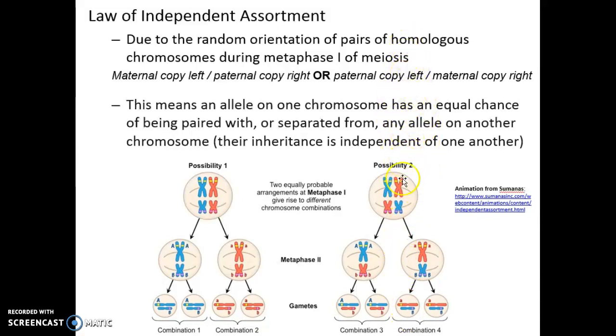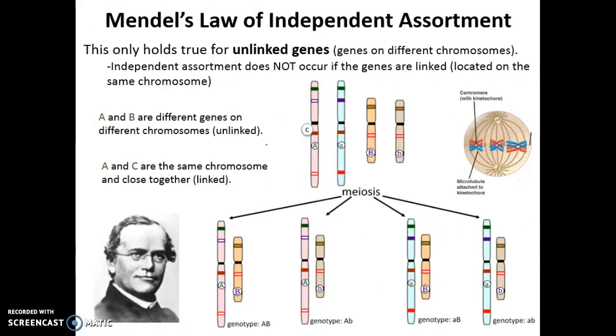where we can see, based on just randomly how they happen to line up or orient themselves at the metaphase plate to be separated. So this means that an allele on one chromosome has an equal chance of being paired with or separated from any other allele on another chromosome. So their inheritance is going to be completely independent of each other if they're on different chromosomes. And here's an animation for you if you want to pause and take a look at that. But like I said, this really only holds true if the genes are unlinked, meaning they have to be on different chromosomes in order for independent assortment to work based on how they line up at metaphase, right?